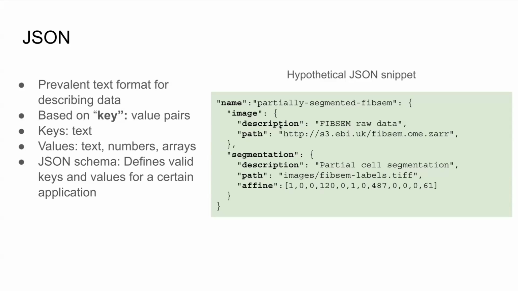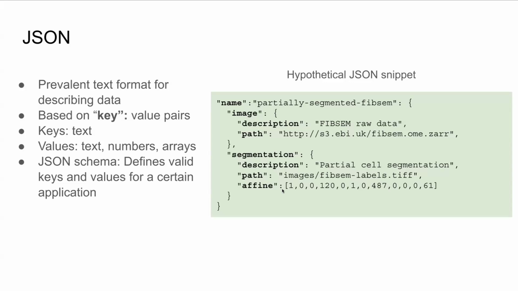So I just made up here something that could describe an image data set that's composed of an image and a segmentation. And to make it more interesting, I'm pretending that this segmentation did not segment the whole image, but just a part of it. As you can see, each image can have some free text description, but also a path to where it's stored. Here it's on S3.